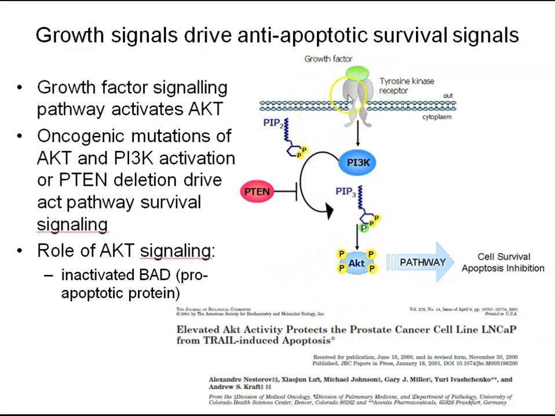But this also links in closely with growth factor, and particularly tyrosine kinase receptor signaling. If you get growth factor signaling, you drive this pathway more strongly, which can drive cell survival and apoptosis inhibition. So withdrawal of growth factors can make cells TRAIL sensitive. Strong growth factor signaling can make them more TRAIL resistant.